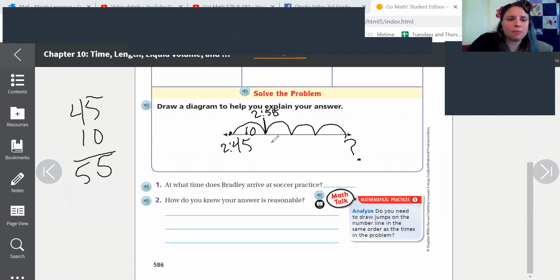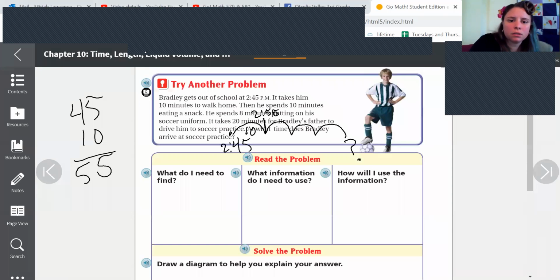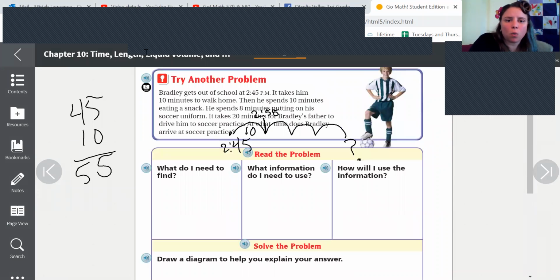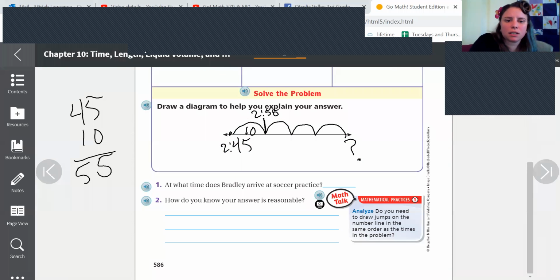So our first jump was 10 minutes. Let's see what our second jump was. 10 minutes to walk home. Then he spends 10 minutes eating a snack. So our next jump is another 10 minutes. So 2:55 plus 10 minutes.